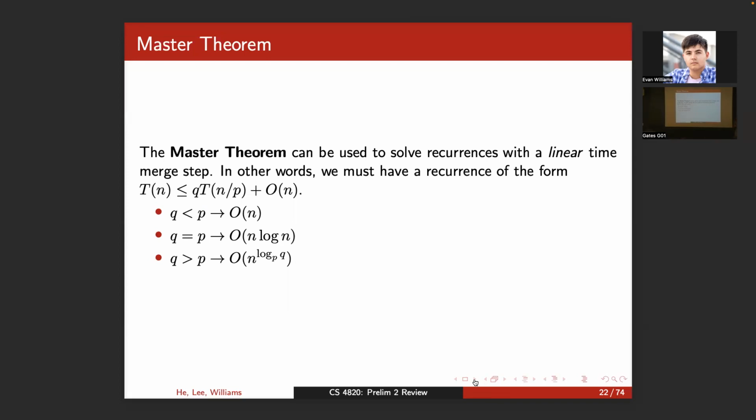I'm not a huge fan of the Master's theorem because one, you are constrained to the linear time merge step, but also it can be kind of tough to memorize those three as well. So what I like to do usually for recurrence relations is using geometric sums.